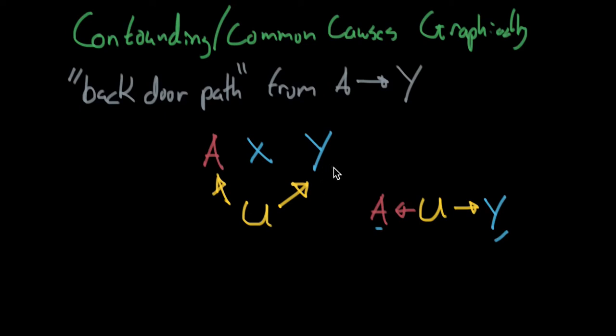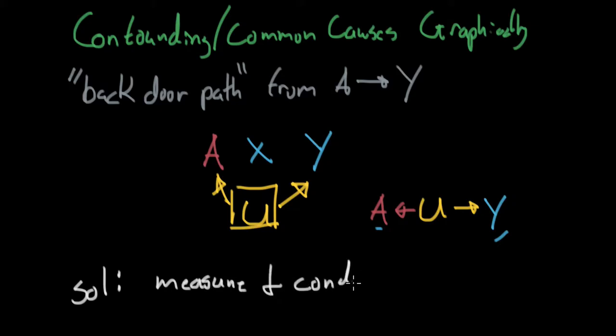As we've talked about before, there's only one solution to this. Well, two solutions. One is to give up, and two is to turn this U into a measured and conditioned upon confounder. If we can condition upon U, then we can assume that this backdoor path is blocked, and then A and Y are no longer associated. So the solution to confounding is very simply: measure. You need to measure this unmeasured confounder and condition.